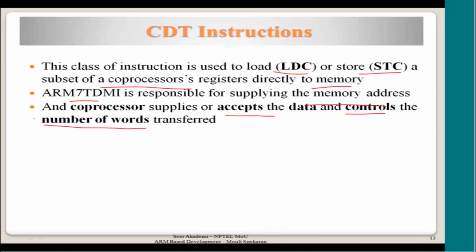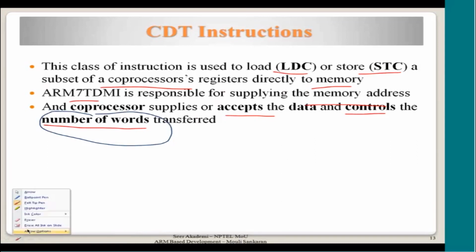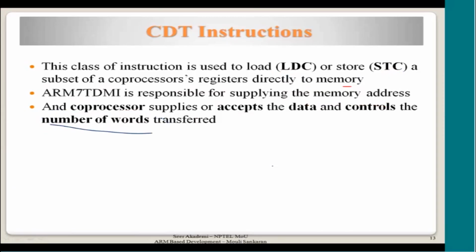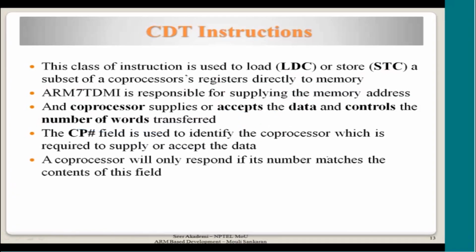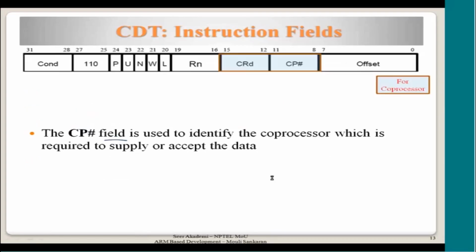This is very important. The number of words is very important, you should remember that. That is also controlled by the coprocessor. Apart from accepting or providing the data, it also controls the number of words. I will tell you how it is done in the next slide. Then the CP field identifies the coprocessor which has to do the job, and the coprocessor will only respond if its number matches. Of course, this you know.